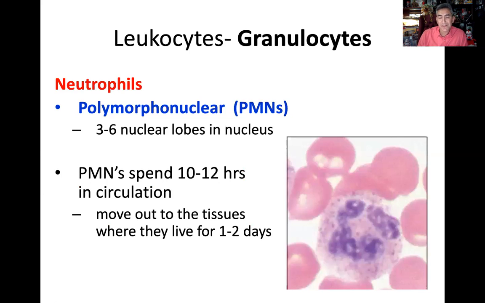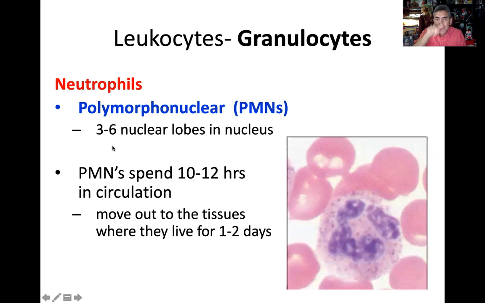Neutrophils get a particular title. They're termed as being polymorphonuclear, PMNs. Poly means many, morpho means shape, nuclear means nucleus. If you look at this picture here, this is a neutrophil. It's got little specks, little chocolate chip specks there. And then it's got this weird lobed nucleus. And that's what we mean by polymorphonuclear.